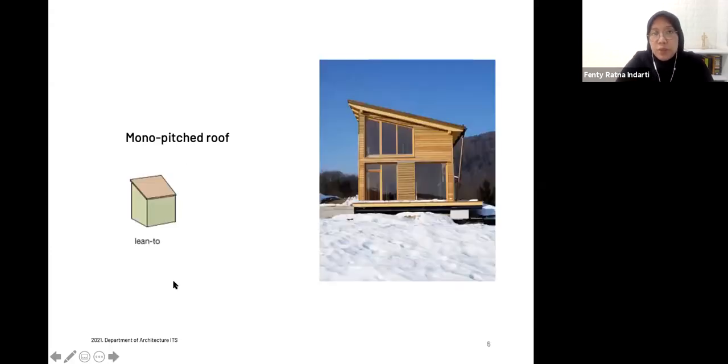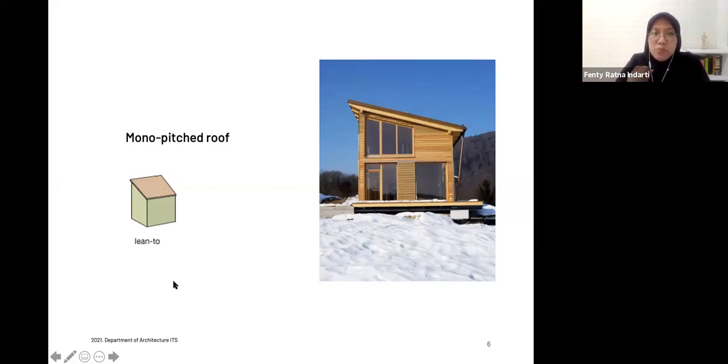So first we are talking about mono pitch roof. We can call it lean-to as well because it's only one. It's really easy. You can find it everywhere for buildings that are labeled minimalistic, they usually use this. And more and more people are encouraged to use this nowadays. It's a lot easier than a couple pitch roof. I will show you in the next slide. And this is the simplest one if we are talking about the pitch roof.